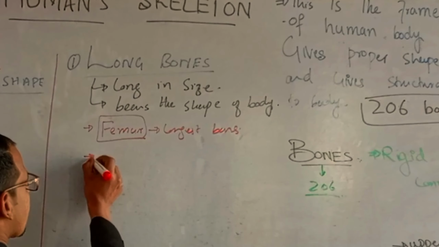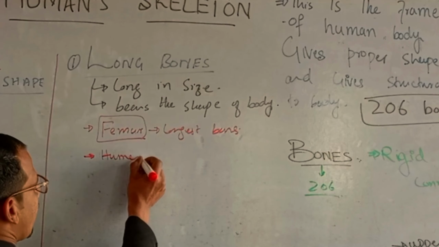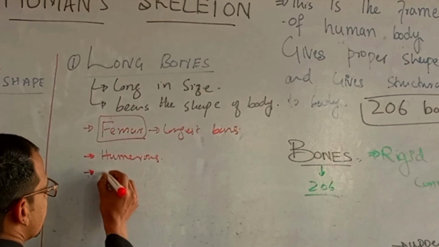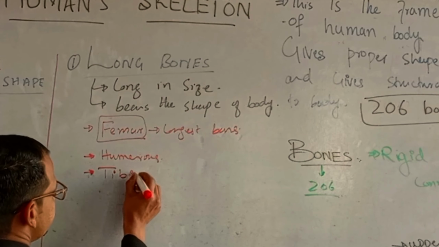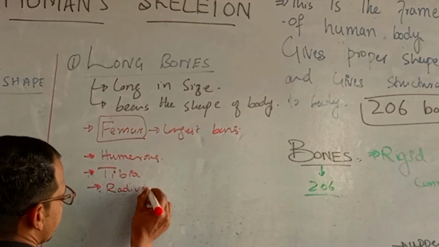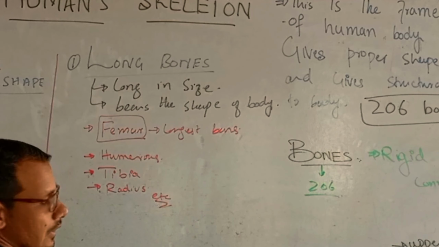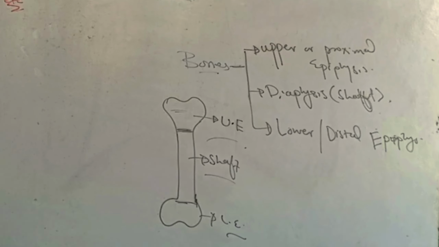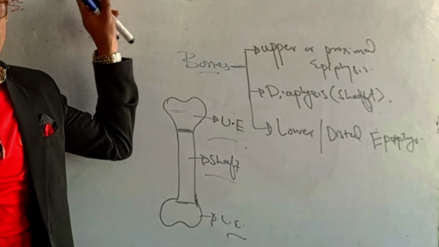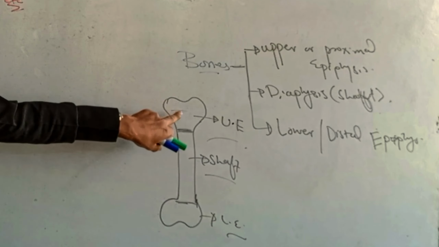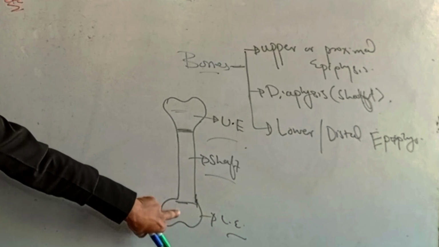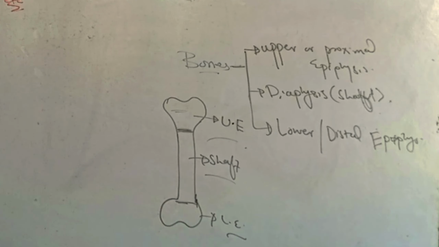Next is humerus, tibia, radius, ulna, etc. And this criterion is basically for long bones: long bones have three parts. One is the proximal epiphysis, one is the diaphysis, and one is the lower or distal epiphysis.